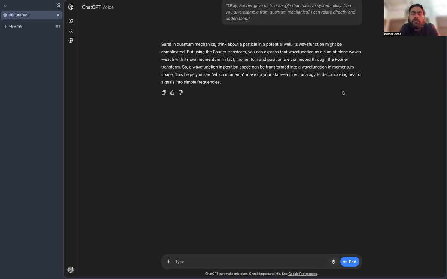Okay, so a wave function in position space can be transformed into a wave function in momentum space. So it's a direct given. This transformation makes our calculation a bit easier. We don't need to find the wave function in momentum space separately; we can directly use the Fourier transform given the position space.